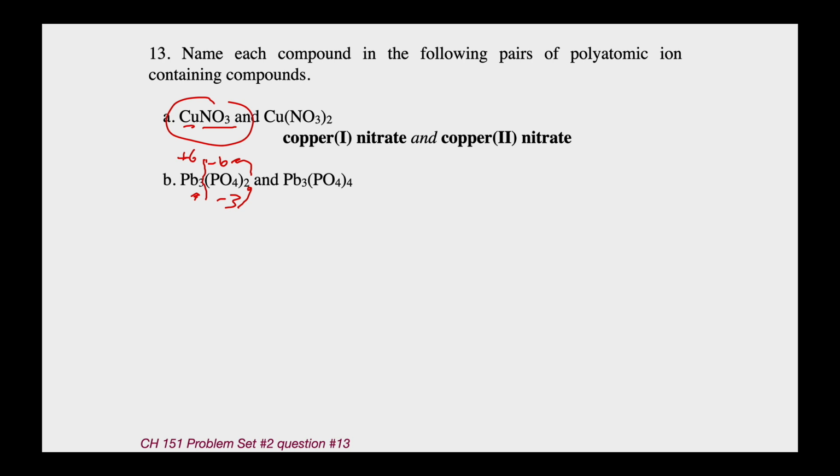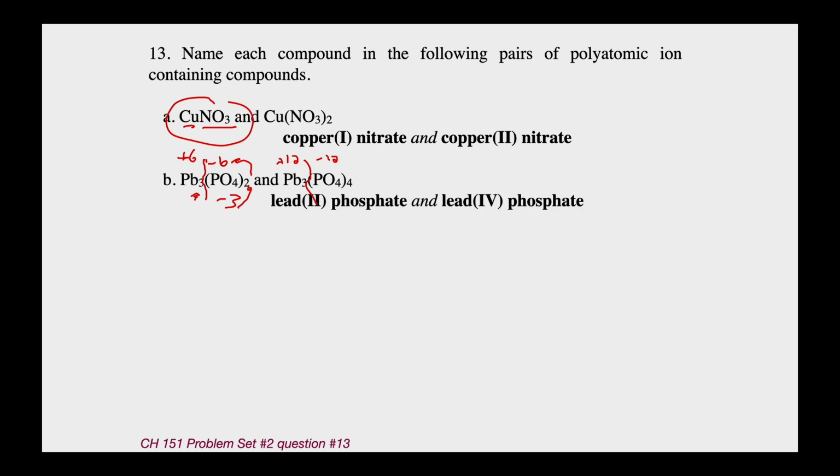The next one, we can do a similar kind of thing. We've got 4 -3 phosphates. Wow. So that's -12. And that means those 3 leads are going to balance that with a +12. 12 divided by 3, that's a +4 lead species. So the second one is going to be lead(IV) phosphate.